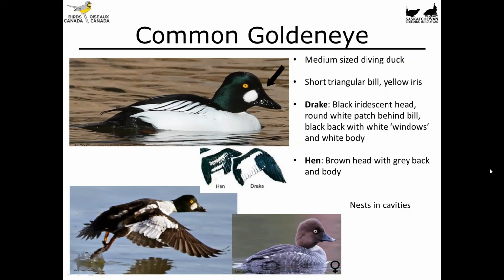The hen common goldeneye has a brown head with a gray back and body. And she also has this not quite as brightly colored goldeneye, but there's a bit of a yellowish tinge to her eye as well. This bird also nests in cavities.